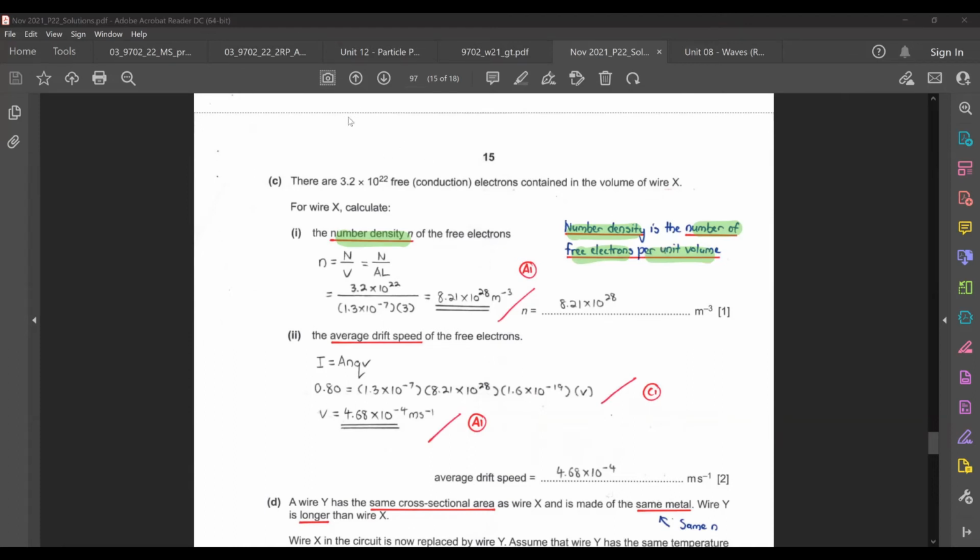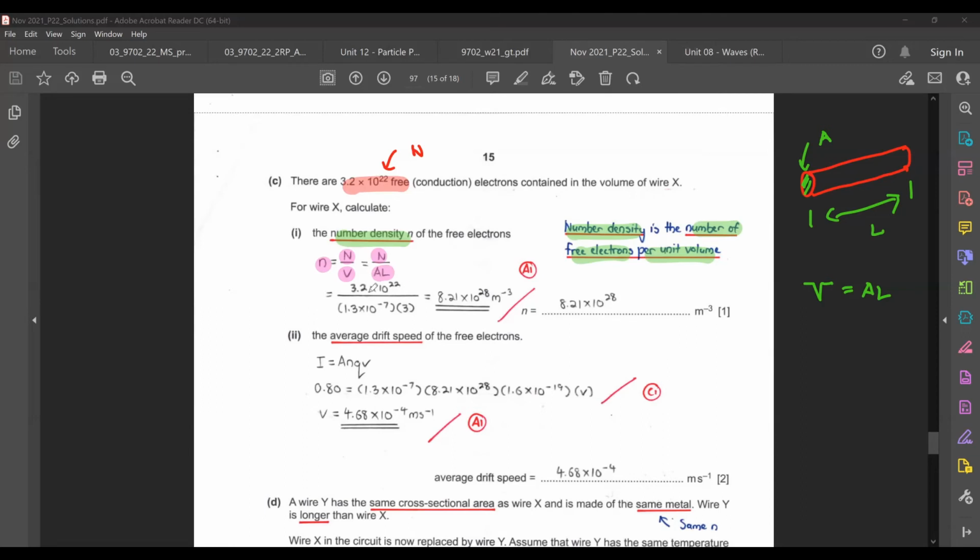So they already tell you your number of free electrons. This one is your N. To find your volume, because this is a wire, which we assume has circular cross-sectional area, it's therefore a cylinder. If this one is length L, and this one is cross-sectional area A, volume is therefore AL. So based on this definition, number density is number of free electrons divided by volume. It is the same as N divided by AL.